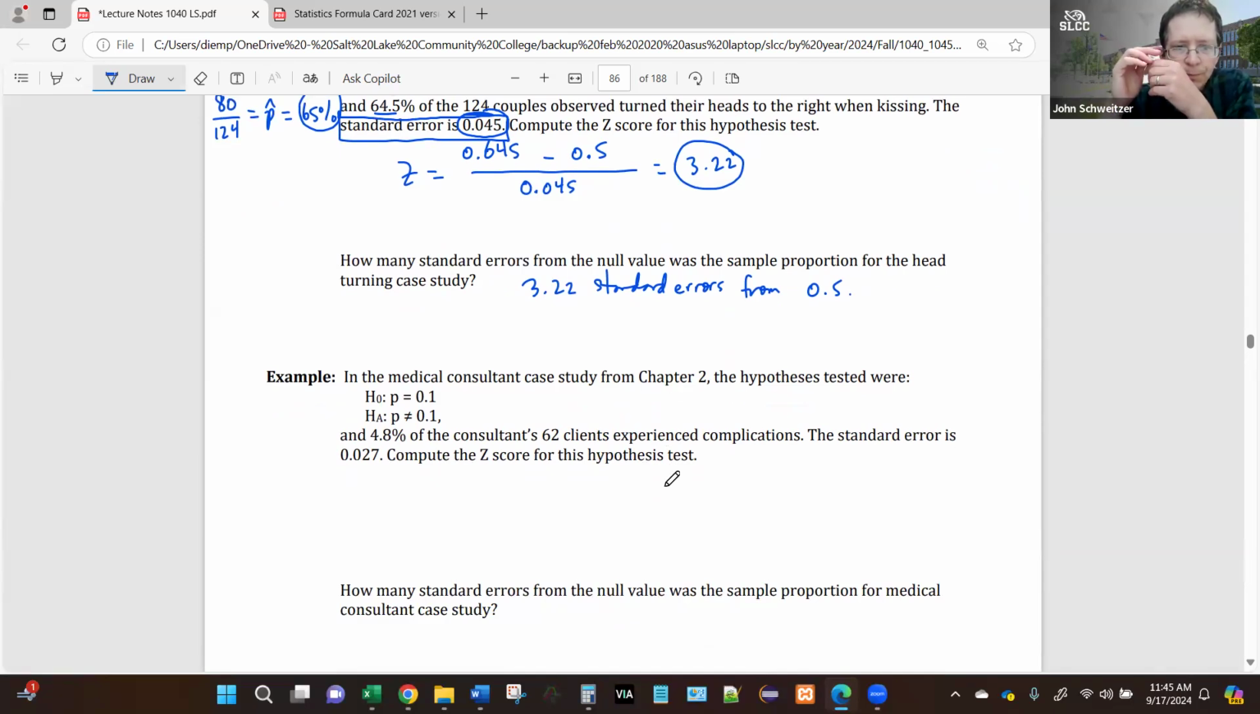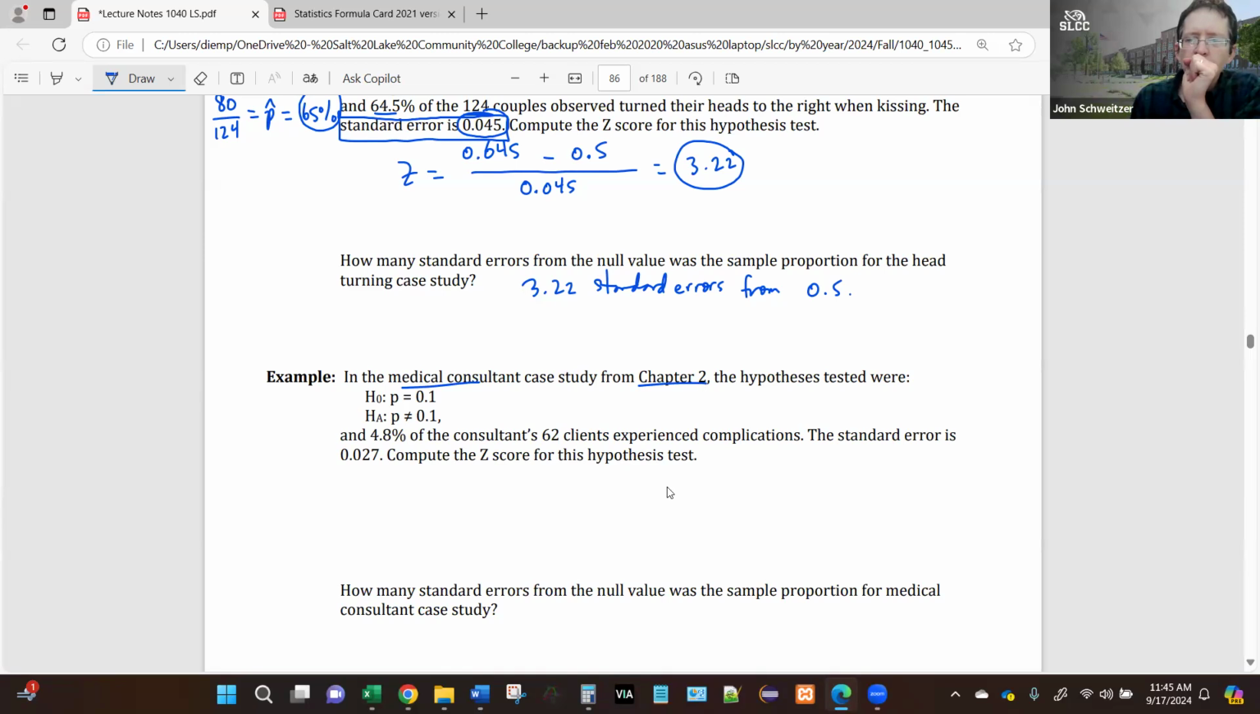Okay, let's do another one. So in chapter 2, we talked about a study where a medical consultant claimed that her group of physicians did better than the national average. So I think we talked about this example. It is in the text. I believe it was for liver transplants. It was either liver or kidney transplants.